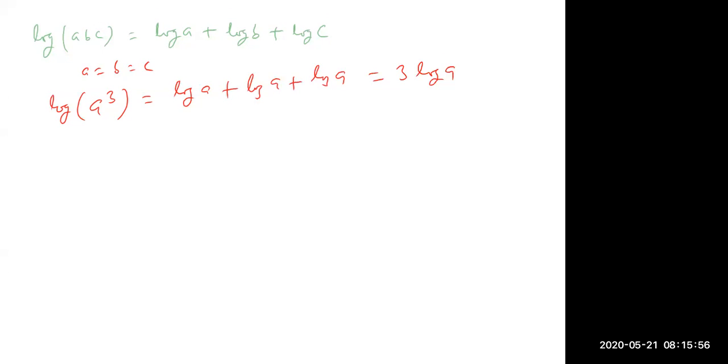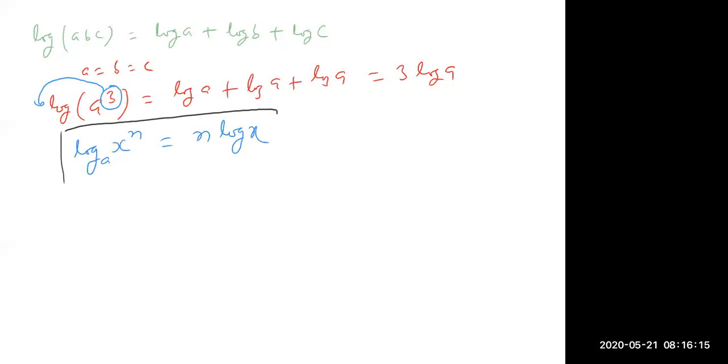That means in general, I can write log of x raised to power n. This will be n log x. This power 3 is here. This comes in the front. So this n will come in the front. So log A x raised to power n is n log x. This is your fifth property.